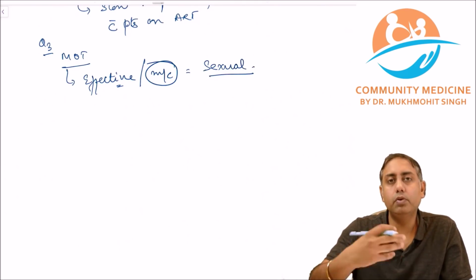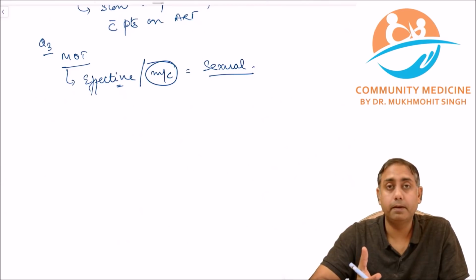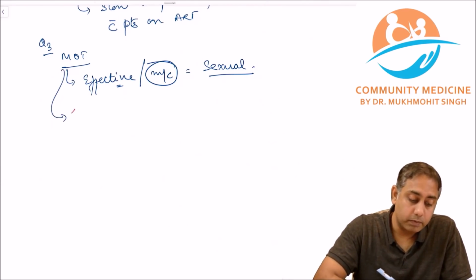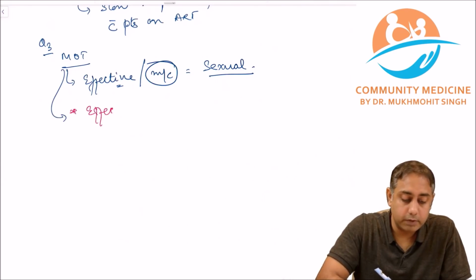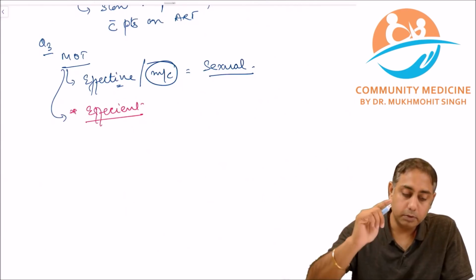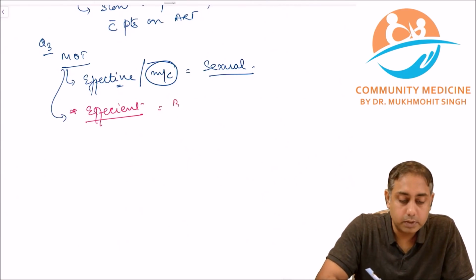Though it has very low chances of infection, the most common route of transmission is sexual. Next, they can ask us a question about which is the most efficient. Efficient means that if that mode occurs, it will lead to disease. The most efficient mode of transmission is defined as using blood.